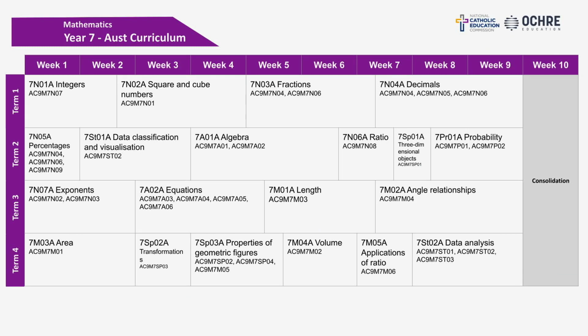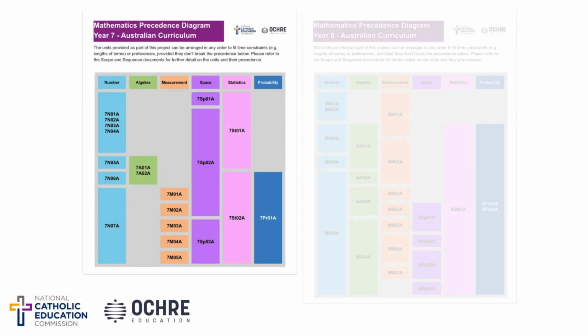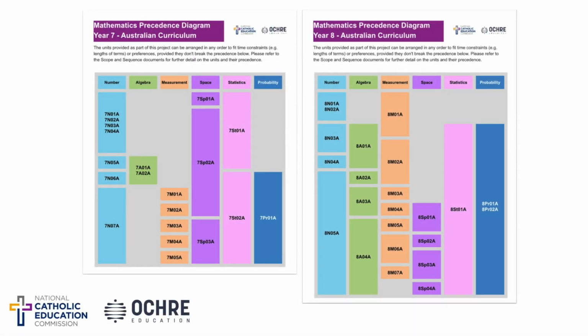The curriculum maps and unit overviews indicate where to source lower and higher materials, as well as precedence diagrams that show where concepts are first explored and what units build on this understanding further.